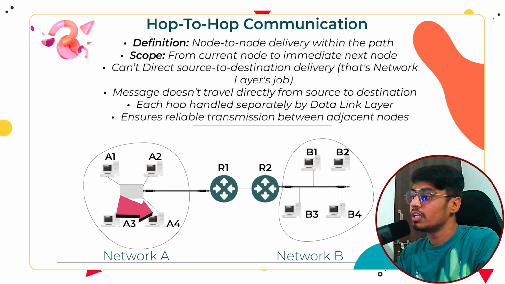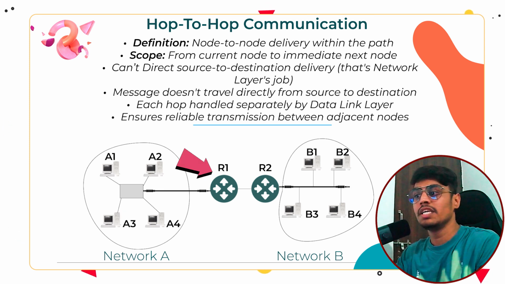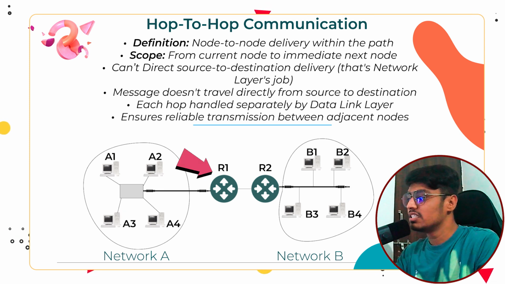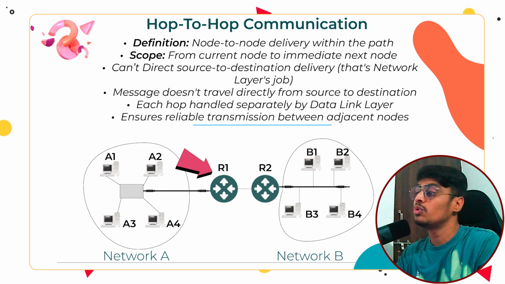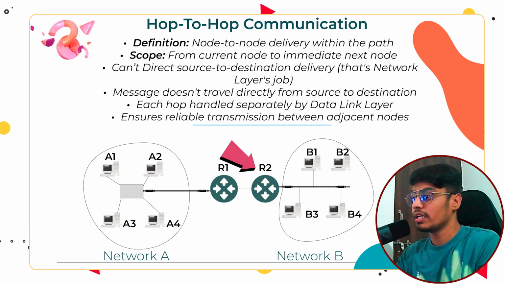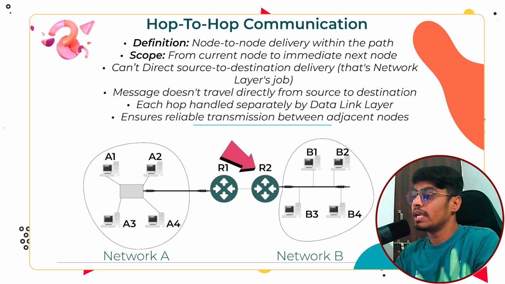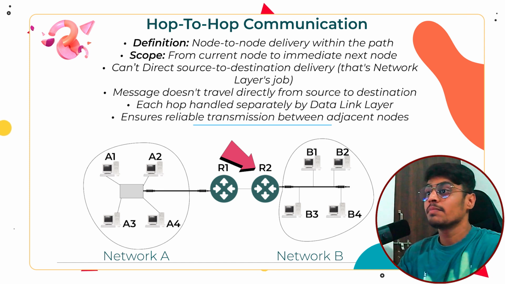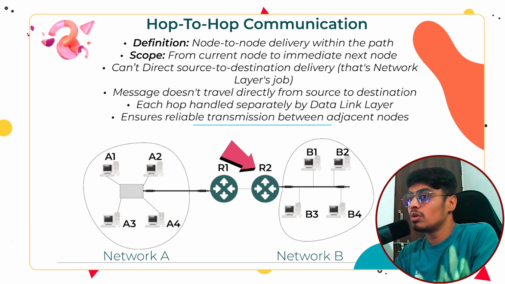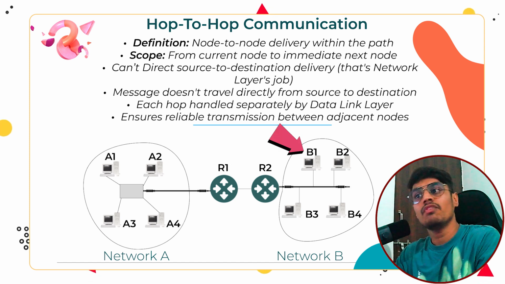This is the responsibility of the data link layer. From A4 to the first router R1, the responsibility of the data link layer. After that, it reaches this hop. Now this router may be further connected to many routers or many networks, but I have to send it to the next appropriate router. Let's say R2. So sending from R1 to R2 is again the responsibility of the data link layer. Then sending further from R2 to the next hop is again the responsibility of the data link layer.